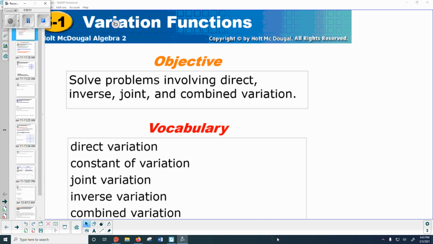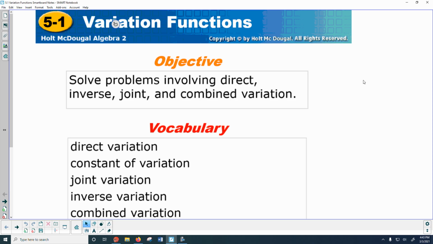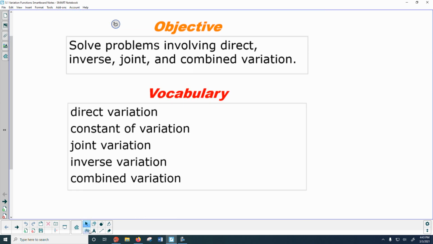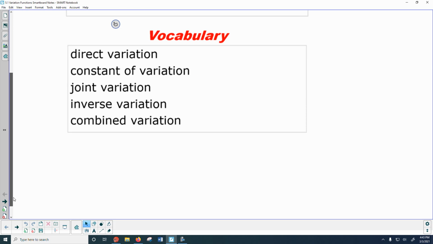Hello everyone, in this lesson we are taking a look at section 5.1, variation function. So our objectives will be to solve problems involving direct, inverse, joint, and combined variation. So we do have some vocabulary you'll see coming up in the lesson, including direct variation, constant of variation, joint variation, inverse variation, and combined variation. Alright, so let's get started here.